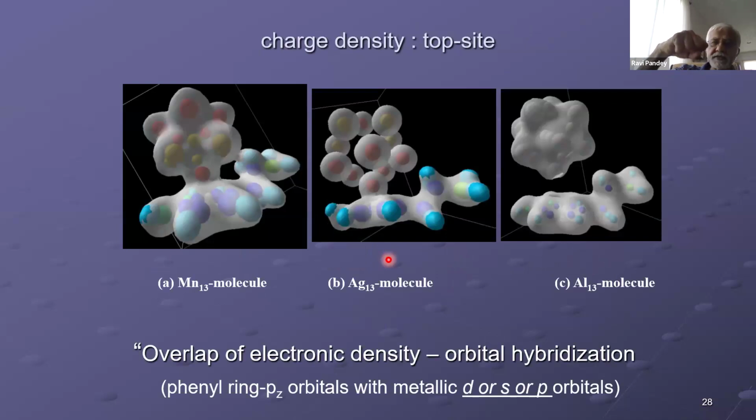So we thought, if this is the case, why not look into the charge density plots? The assumption is that if it is strongly bound, then definitely there is going to be a large overlap of electron density coming out of the metallic nanoparticle and the dopamine. And indeed, that's the case with Mn13: you have a large overlap compared to silver, and here there's hardly any overlap at all, which is not a bound system.